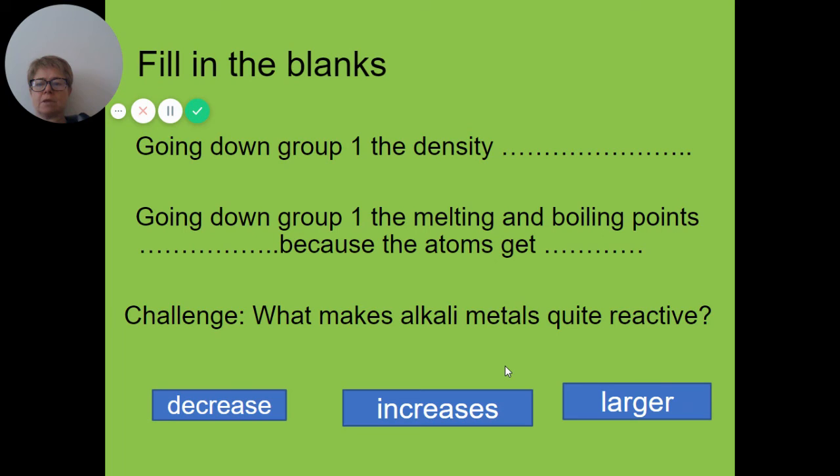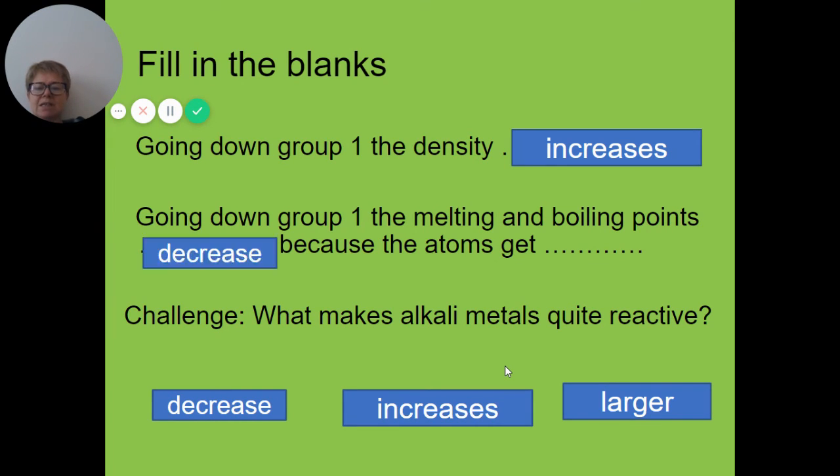Okay, so have a go at copying and completing this now using the keywords in the boxes. So pause the video. So I'm going to show the answers now. So going down group 1, the density increases and the melting and boiling points decrease because the atoms get larger.